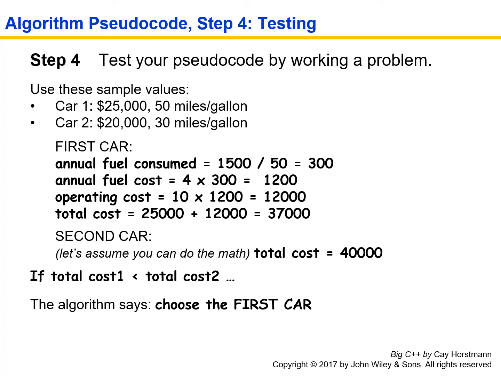Okay, the first car is $25,000 purchase price, but it gets 50 miles to the gallon, which means the total cost ends up being $37,000. The second car costs $20,000 up front, but gets 30 miles per gallon, and so its total cost is actually a little bit more, $40,000. So total cost 1 is less than total cost 2. The algorithm has us choose the first car.